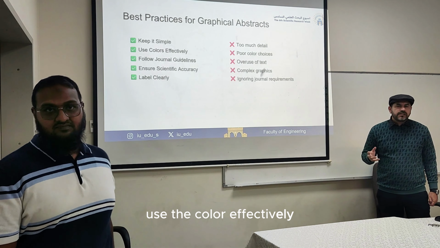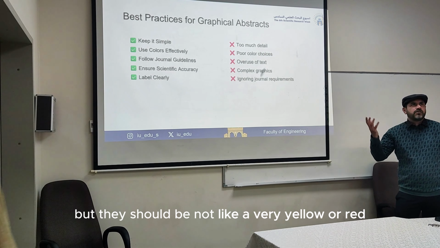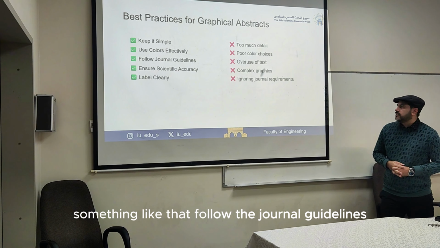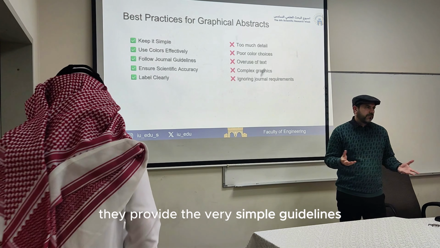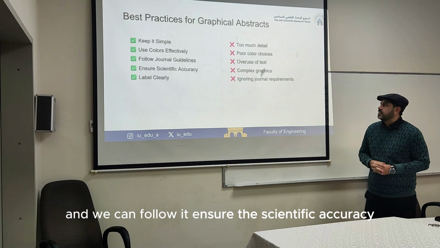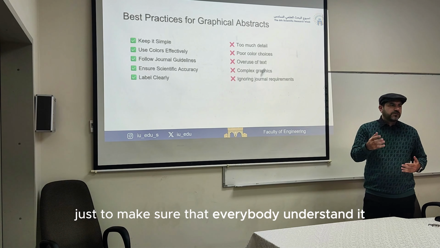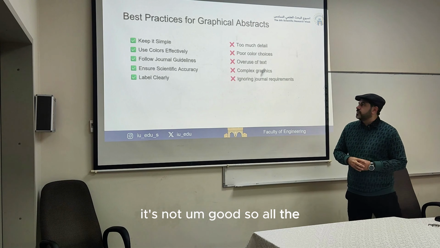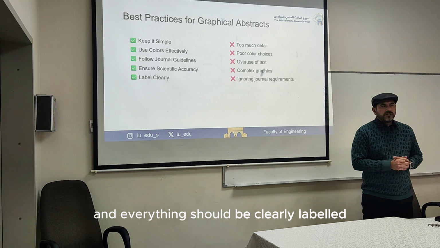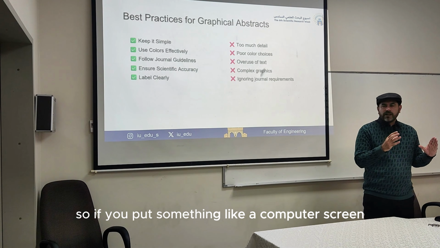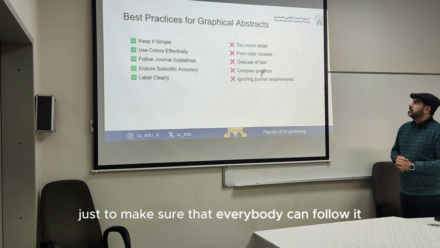Use color effectively. You can use different sets of colors, but they should not be very yellow or red, something like that. Follow the journal guidelines. Many journals which require a graphical abstract provide very simple guidelines and we can follow them. Ensure scientific accuracy. Sometimes we go beyond the information in the paper just to make sure that everybody understands it. It's not good. All the things represented in the paper should be there, and everything should be clearly labeled. So if you put something like a computer screen, you label it, okay, this is a computer connected with this, just to make sure that everybody can follow it.